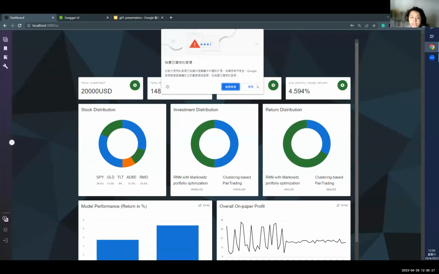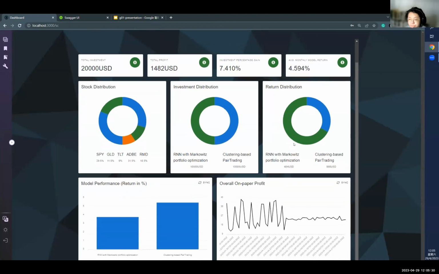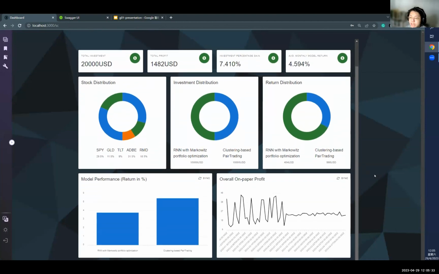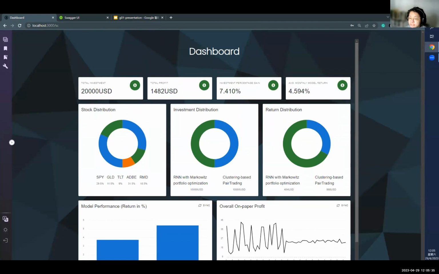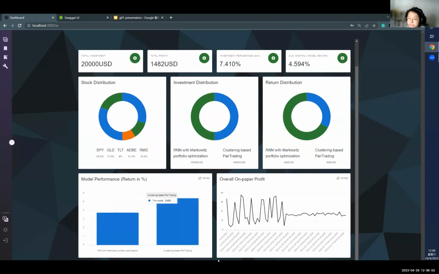After login, when you first get in, you will see the main dashboard. This dashboard shows multiple data points about your account portfolio for better overview and overall analysis. Here you can see data like the total investment amount, total profit, the overall investment return rate, and the average monthly return rate. Then there is the portfolio distribution, like stock distribution, investment distribution, and return distribution, so you can have a better overall understanding of your portfolio allocation. You can also compare the model performance and check the performance over time at the bottom.